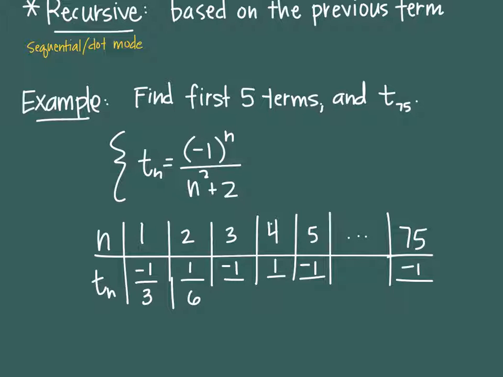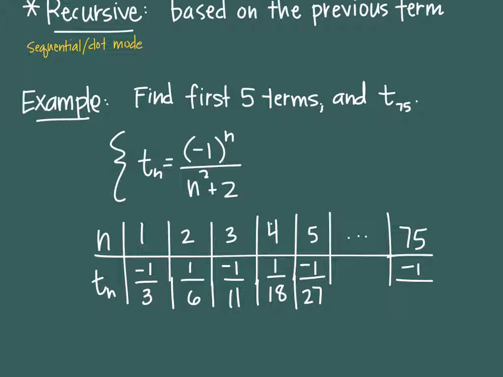So 3, then 6. The next one is 11. The next one after that is 18. The next one after that is 27. Do you see a pattern in how those denominators are progressing? We went from 3 to 6, which was a difference of 3. And then from 6 to 11, which was a difference of 5. And then from 11 to 18, difference of 7, and then 18 to 27, difference of 9. So the differences are the odd numbers.